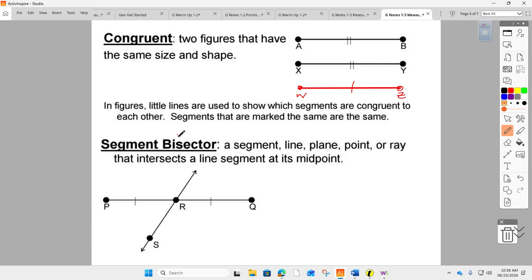Does that make sense? And we know it's bisecting even if they don't tell us, because they mark PQ with one hash or dash, and RQ has one dash. So we don't know how long they are, but we know R is the midpoint, and we know this length and this length are the same. Okay? So go back.